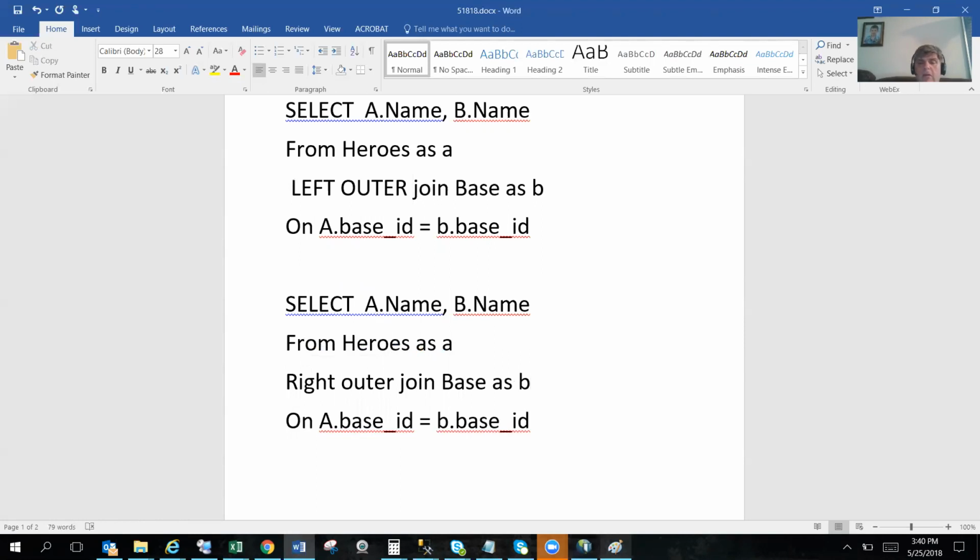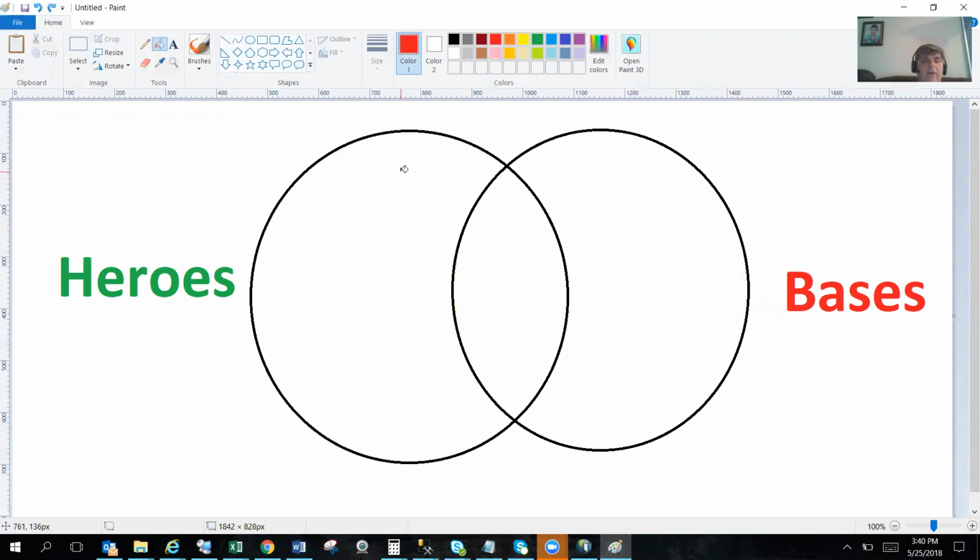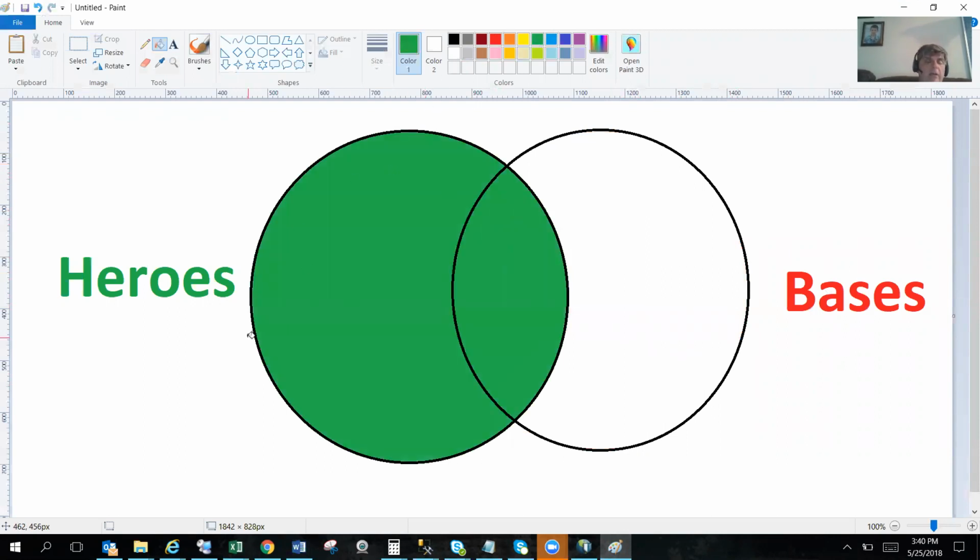So again, left and right joins. The right join takes everything from the table on the right side and the parts from the left table that match. And the left outer join takes everything from the left side and the things that match on the right. Okay.